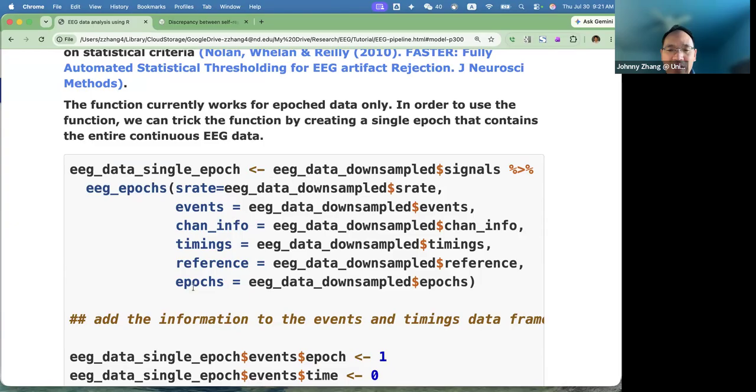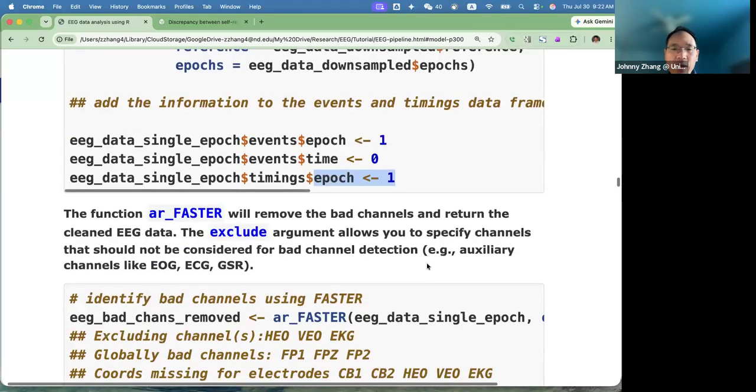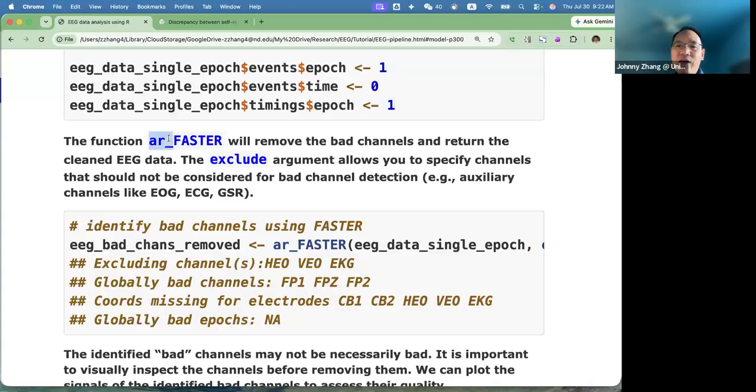So this is only the data set. And then we need to add the epoch information here. So basically the things we need to change are the events for the epoch and time. I just set this to be 1 for all the events and time is 0 for other epochs. And we also need to change the timings table in this data set. So I set this epochs equal to 1. So this will create a single epoch for the whole EEG data set. And then we can use this to detect the bad channels.